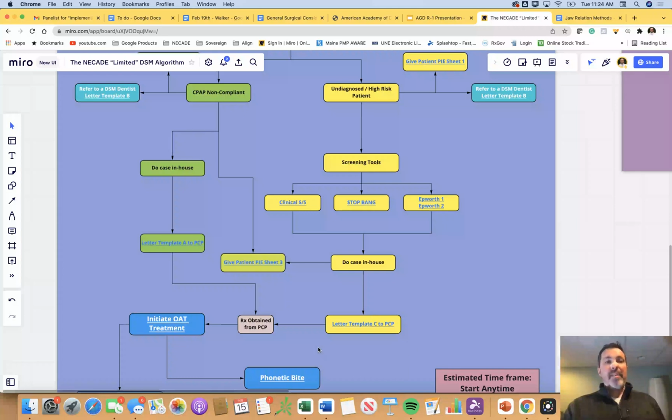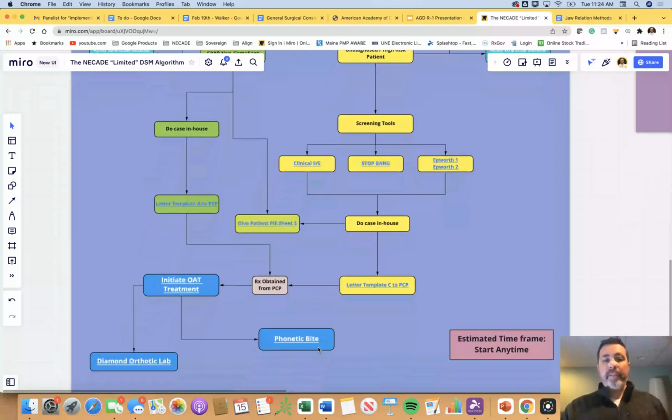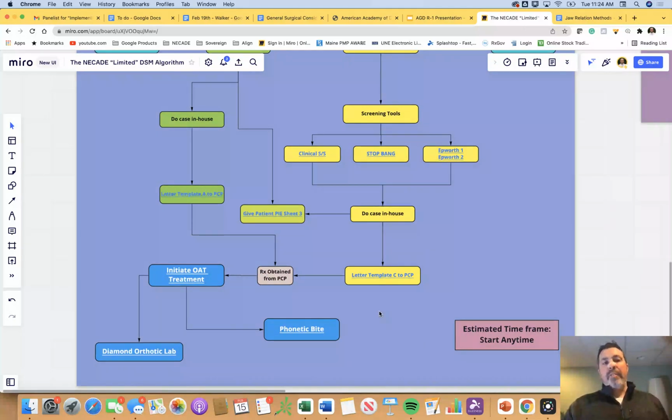Now, after this, they may decide to do a CPAP. That's fine. You help the patient live a higher quality of life. But hopefully, when you do enough of this with your primary care physicians, there'll be less and less of those cases ending up as CPAPs and more ending up as oral appliances.